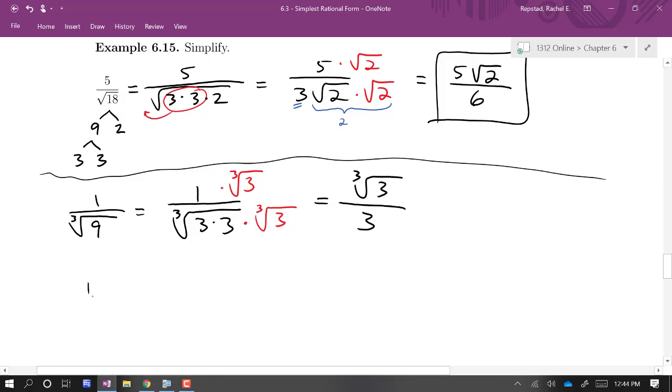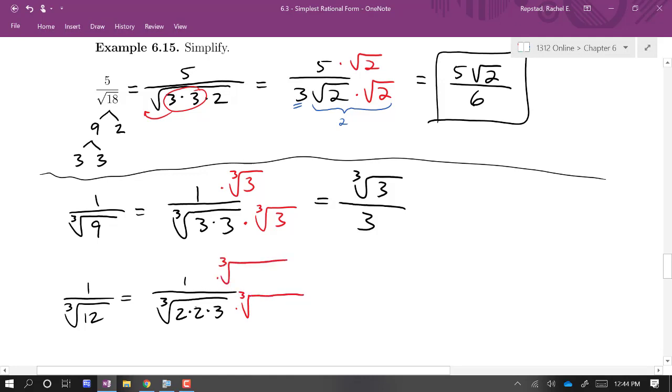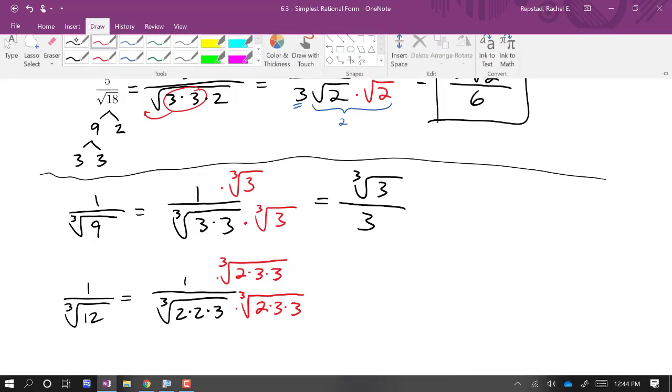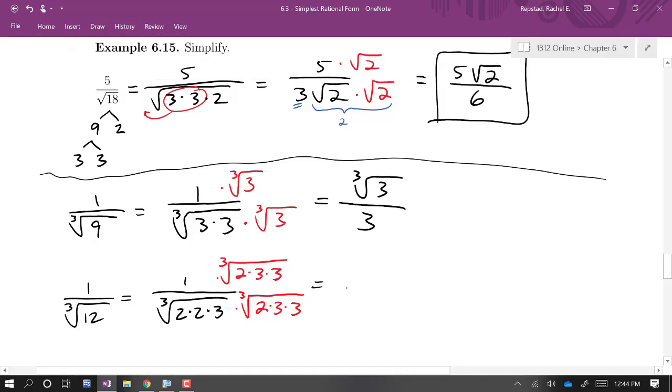One more quick one. If I had 1 over the cube root of 12, 12 is 2 times 2 times 3. So what I would multiply by on the top and the bottom, first of all, it's going to be a cube root for sure. I want a single factor of 2 to bring me to 3 2's, and I need 2 factors of 3 to bring me to 3 3's. You just build up so that you have the desired number of factors inside.